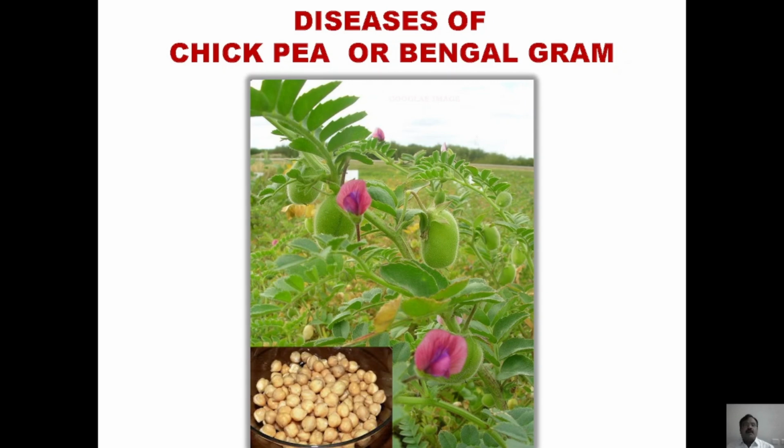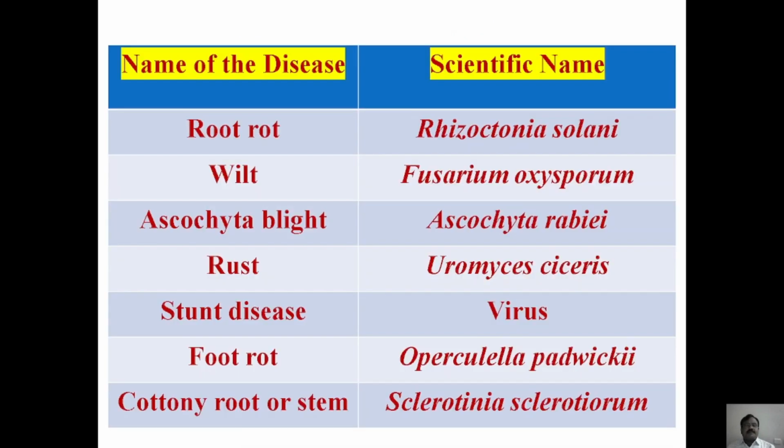This class is on diseases of chickpea or Bengal gram. Chickpea, one of the major proteinaceous pulses, is being utilized as a protein substitute throughout the world, and this crop is highly susceptible to many pests and diseases. Among the diseases, those causing major losses, we are going to see one by one in this class.